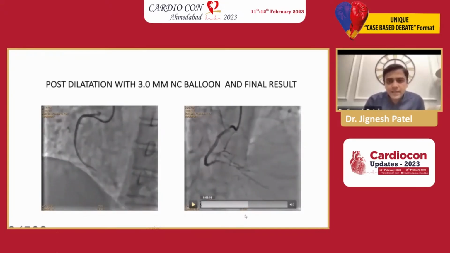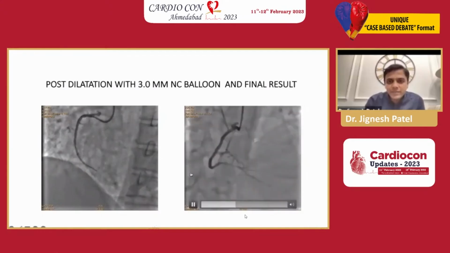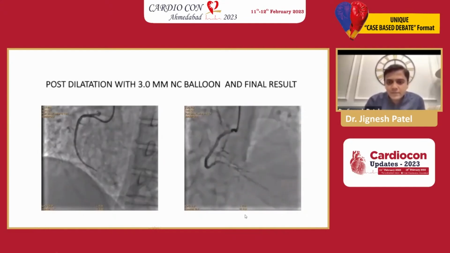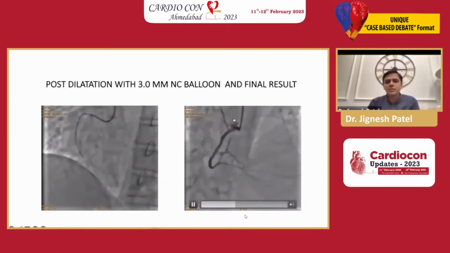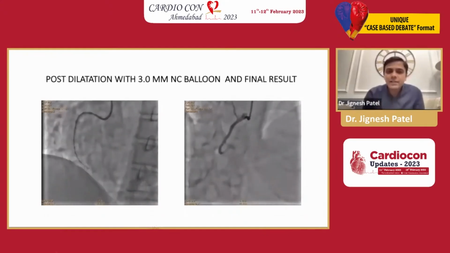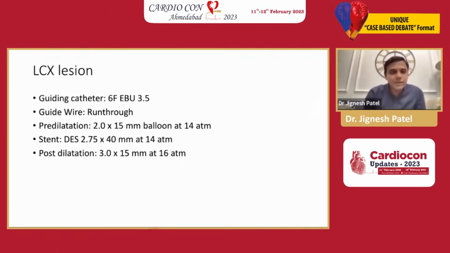Here you can see that the RCA is quite nicely open right from the beginning, from the proximal to distal RCA. The angiography shows no dissection, no perforation, and no edge dissection as well. So this was the case of the RCA CTO lesion, done through the right radial artery route. We took a contralateral injection again with the left radial route only. So we didn't use a femoral route in this particular case.